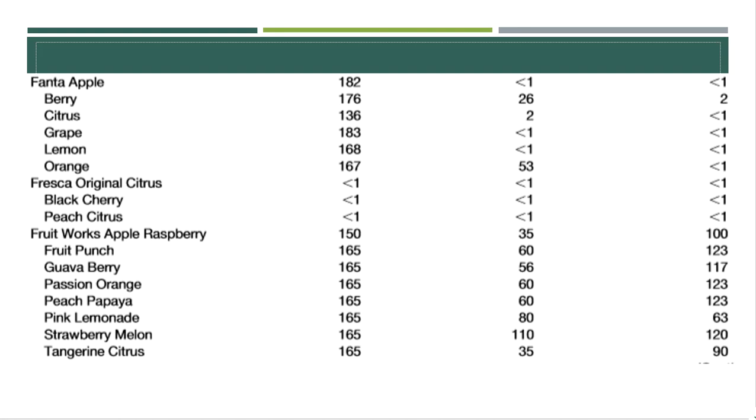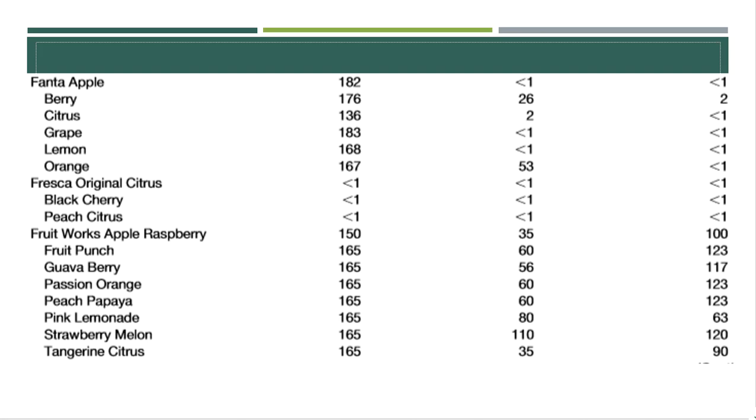The next page, Fanta Apple, Fresca, Fanta Grape, all of the Fantas, all of the Frescas, typically very, very low. So again, for phosphate intake, Fanta and Fresca are going to be your friends, as well as root beer. The rest of them, though, leave them off so far.